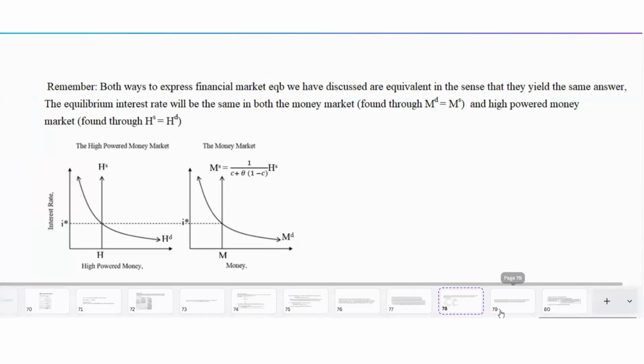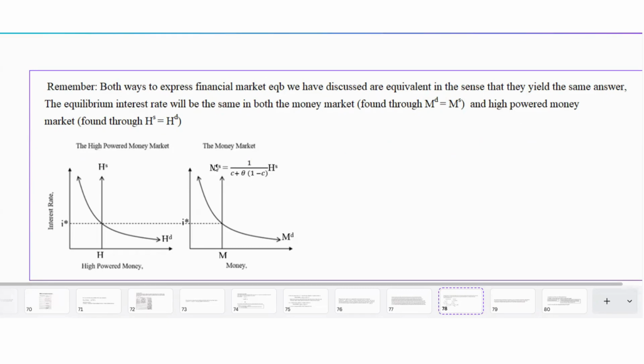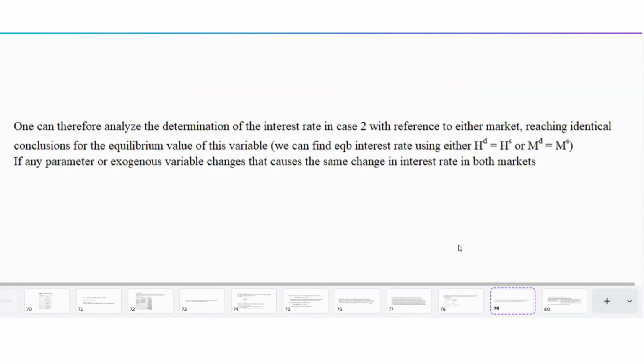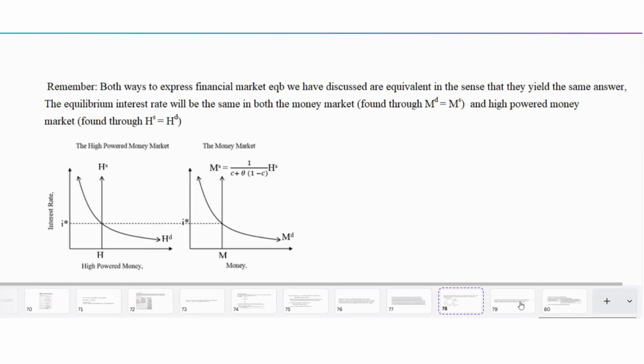Right, so one can therefore analyze the determination of the interest rate in the case where we have both the central bank and the banking sector with reference to either market. We can either look at the money market, MS and MD, or the high-powered money market, HS or HD. And we'll reach identical conclusions for the equilibrium value of the interest rate. In either case, whether we find it through HS and HD, we get i star. We get the same i star whether we look at MS or MD, because both of them are equivalent ways to express financial market equilibrium.